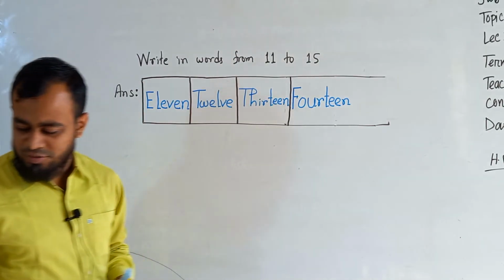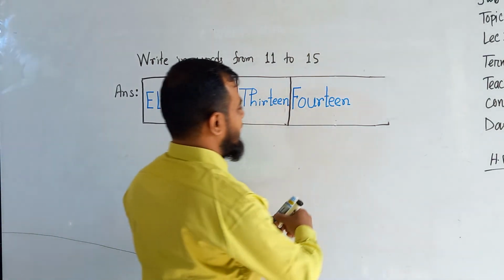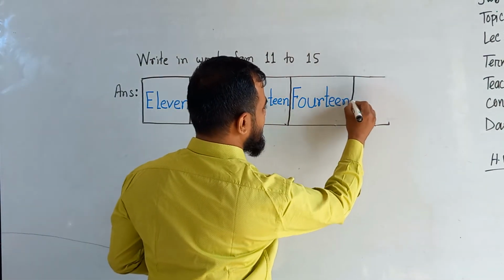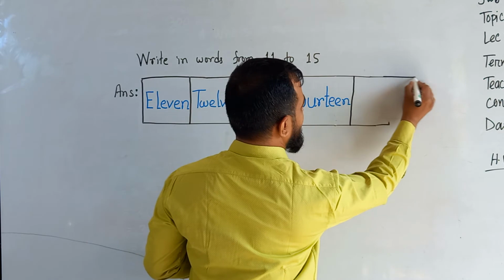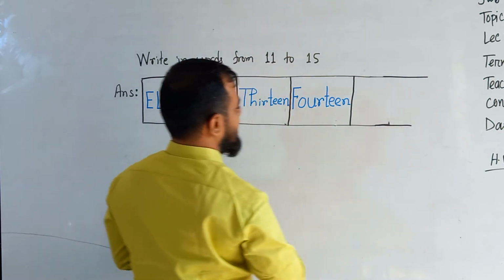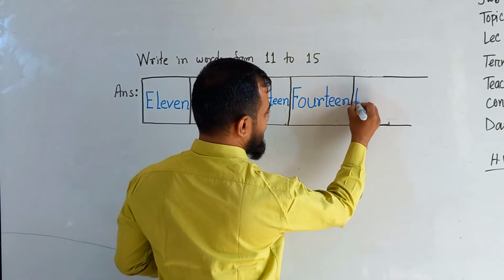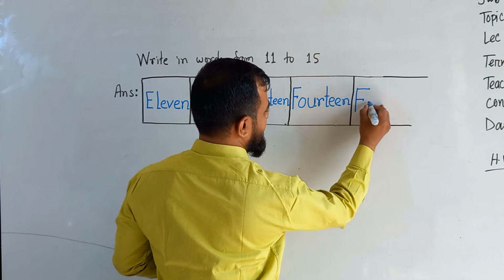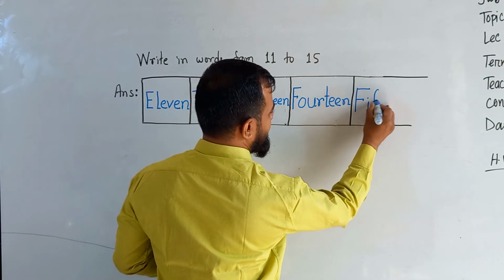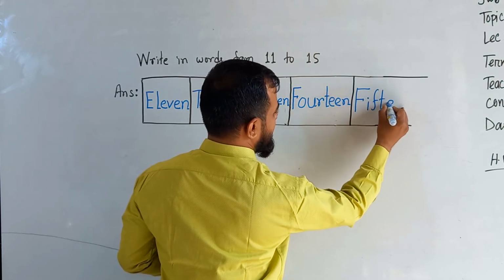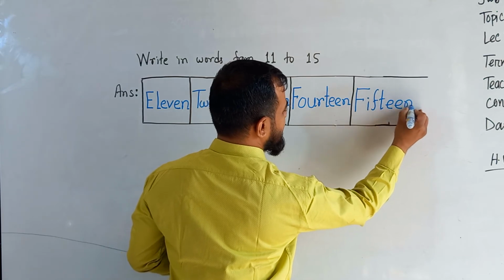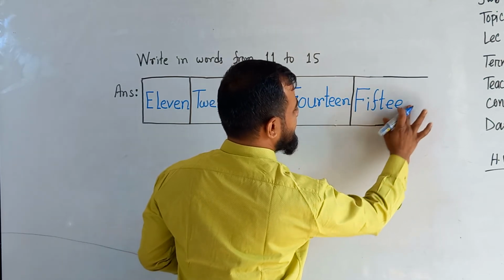I'm creating a bigger box because this spelling is a little longer than the previous ones. Now this is 15. It's F-I-F-T-E-E-N, 15.